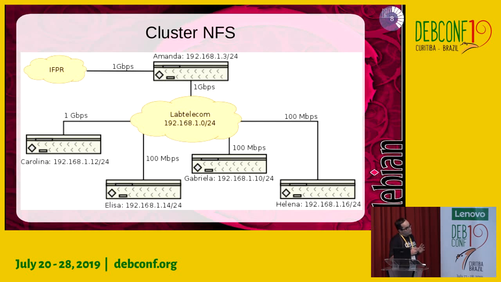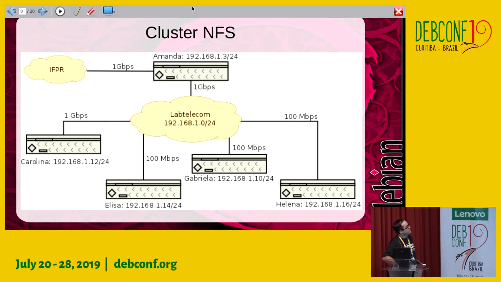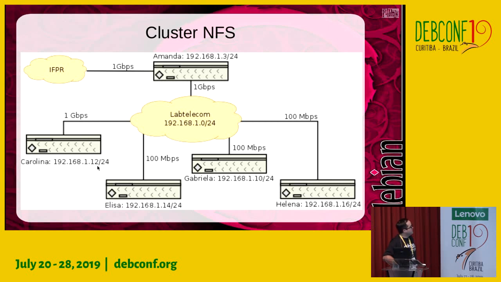And we try to put it together to work as a cluster. That's the main idea. Amanda is the main server. Carolina is a failover of Amanda, but they run together on the same network. Elisa, Gabriela, and Helena provide NFS disks to this cluster. Each server has a network interface on this network, 10.10.10.x. I don't have IPv6, only IPv4. That's another project that I'm working on. But everything is running this way today.